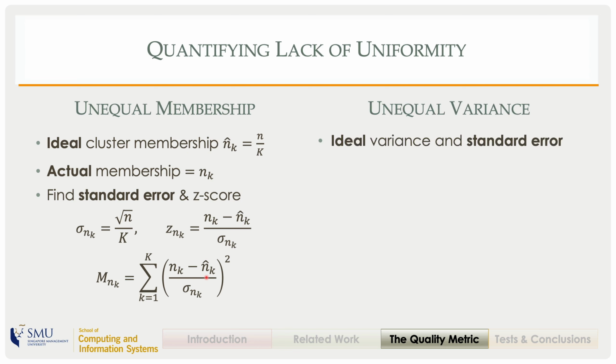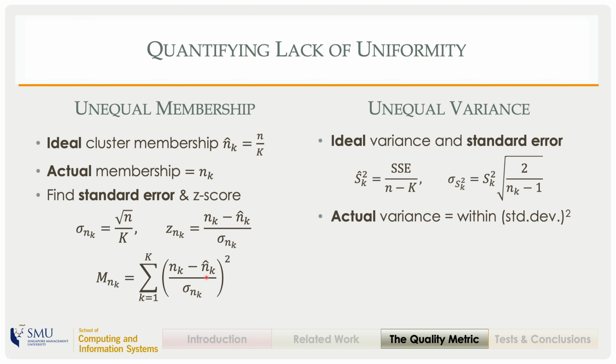Similarly, for unequal variance, we can define the ideal variance and a standard error. Ideal variance turns out to be the sum of square errors divided by n minus k this time. A standard error on the variance, that turns out to be that. This comes from a reference from the paper.